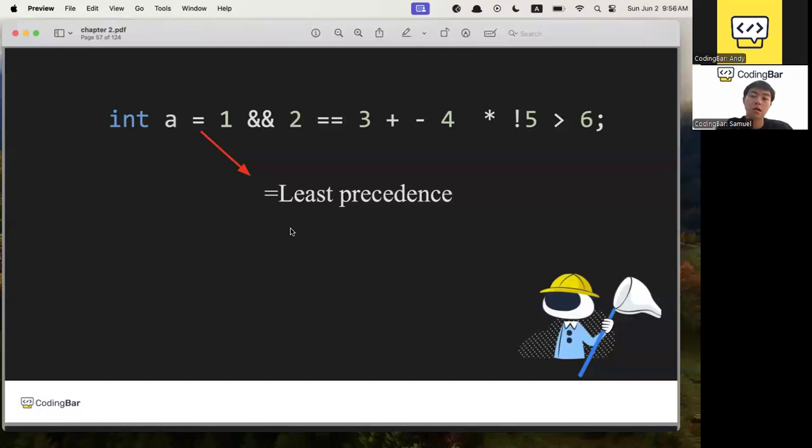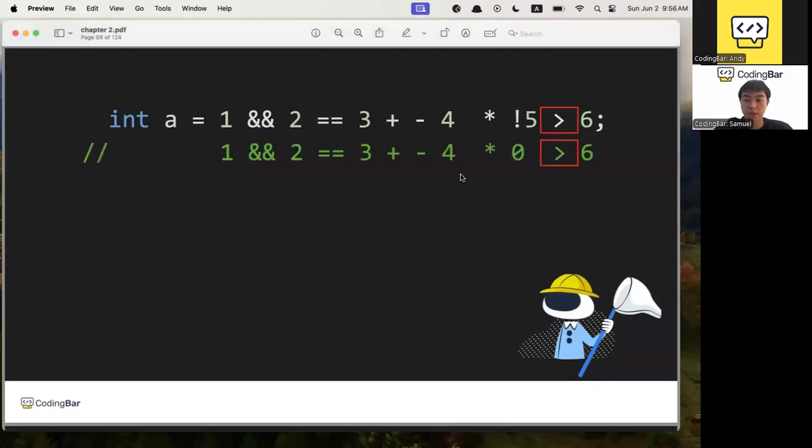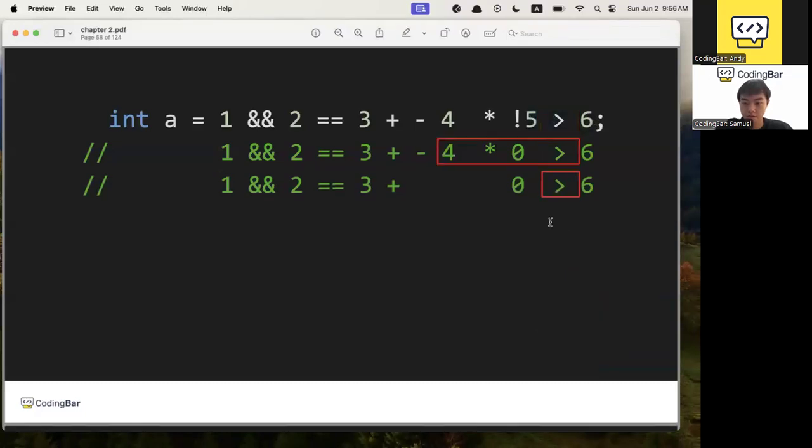So there's an explanation here. Because equal has the least precedence, we are going to execute this part first. Not really. Because I think times takes precedence, or not takes precedence. So not 5 will be calculated first. And then times takes precedence before this comparison operator.